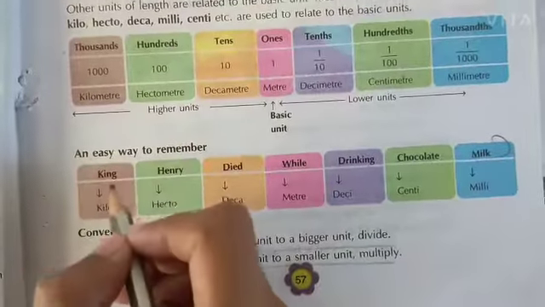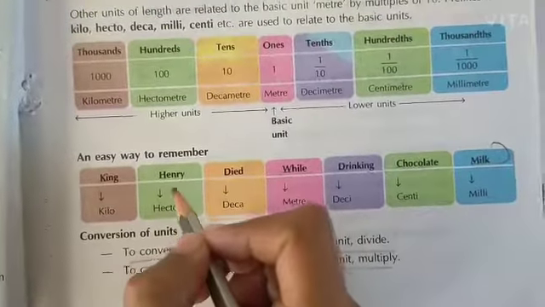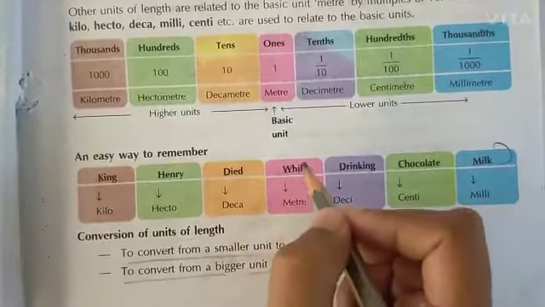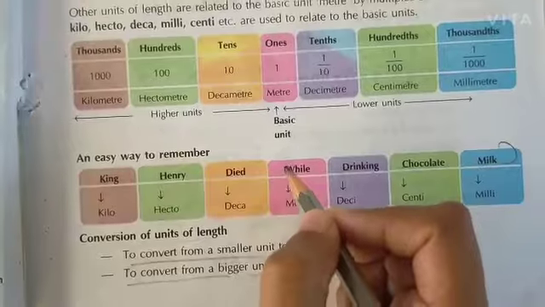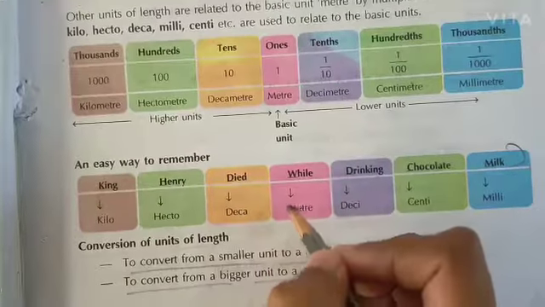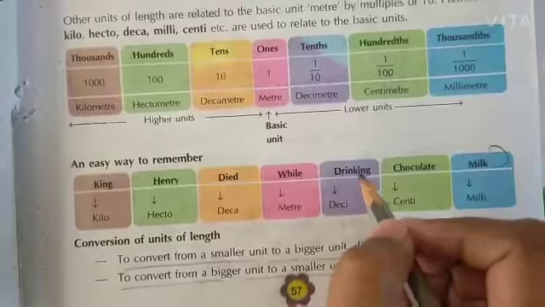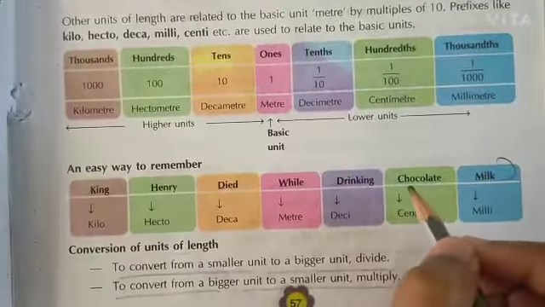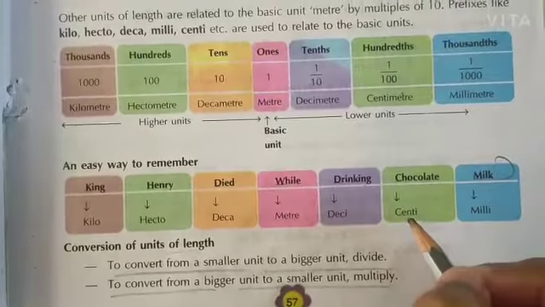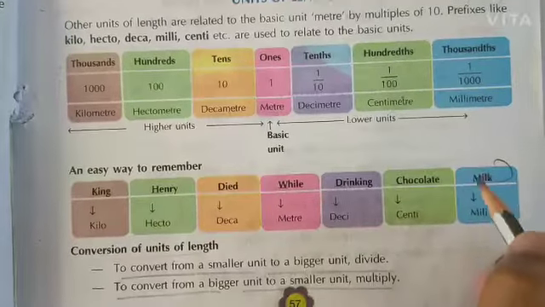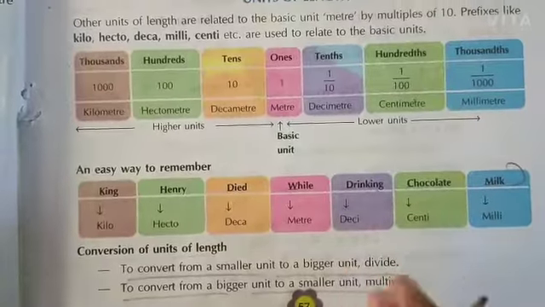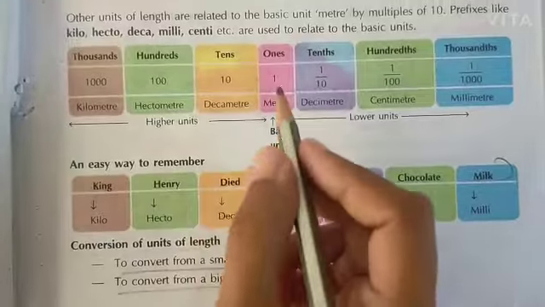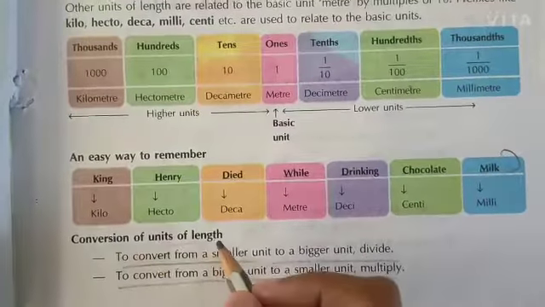To remember this, here K stands for kilo, H stands for hecto, D stands for deca, while, the W of while, when we write upside down we get M, which stands for meter. Here the D of drinking stands for deci, the C of chocolate stands for centi, and the M of milk stands for milli. So this is an easy way to remember this measurement of length.